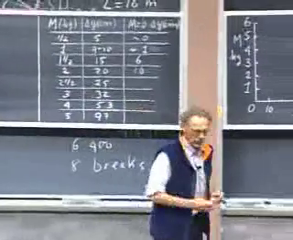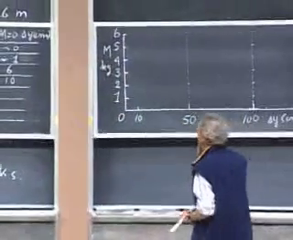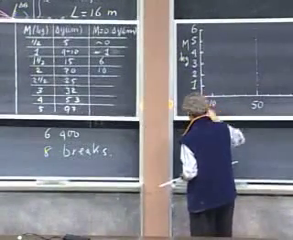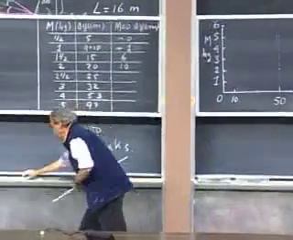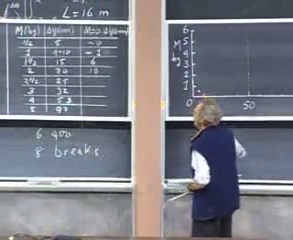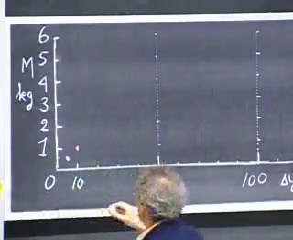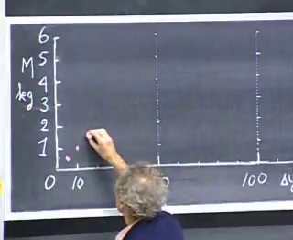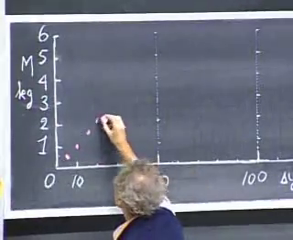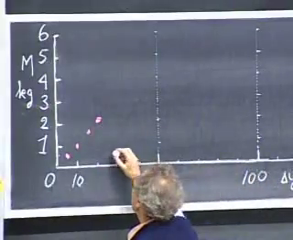Okay, let's put these numbers in here. So we have 1.5, or half a kilogram, we have 5 centimeters. Let me do this in color. So that gives me a point here. And then at 1, we have about 10. And at 1.5, we have about 15. And at 2, we have about 20. And at 2.5, we have 25.